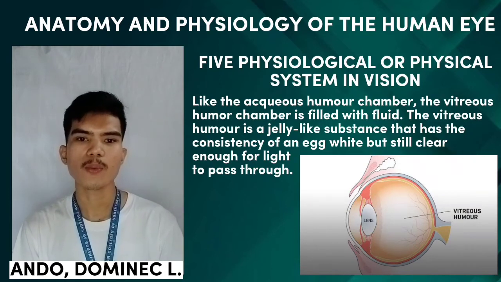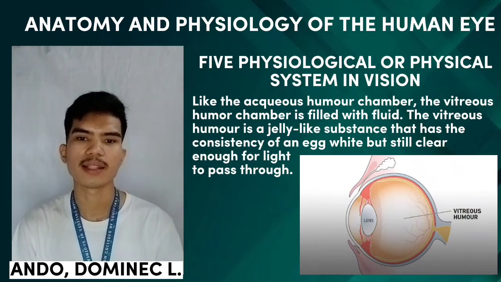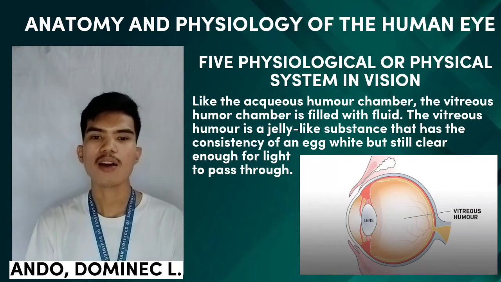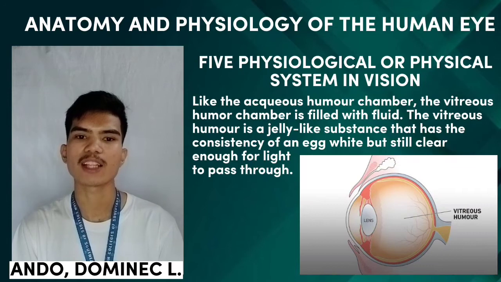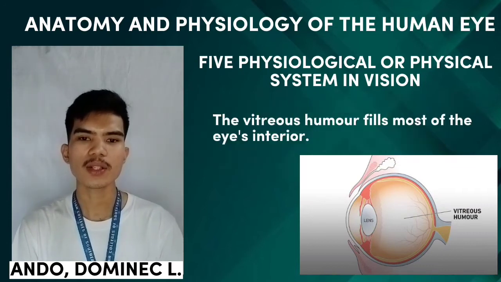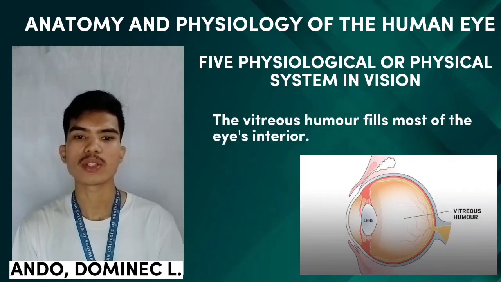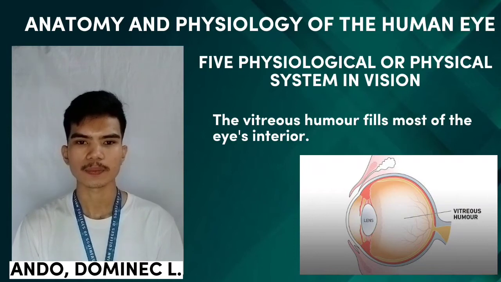The vitreous humor is a jelly-like substance that has the consistency of an egg white, but still clear enough for light to pass through. The vitreous humor fills most of the eye's interior.